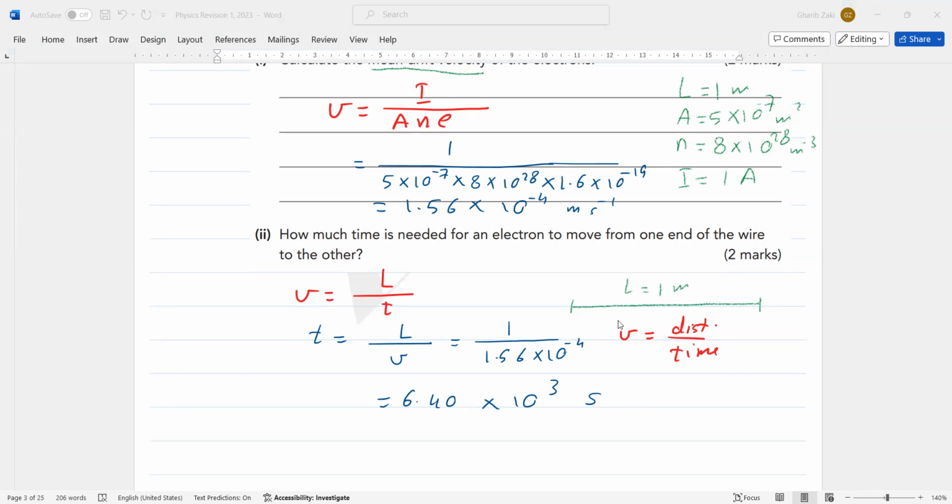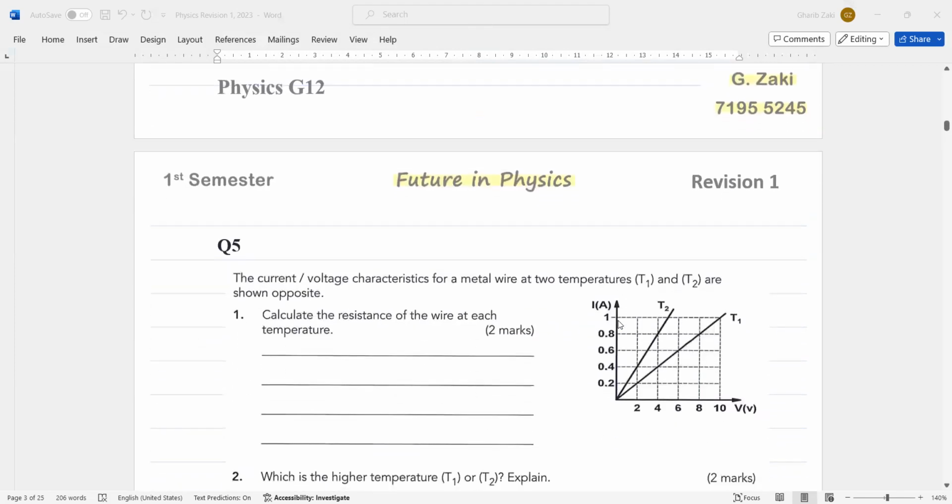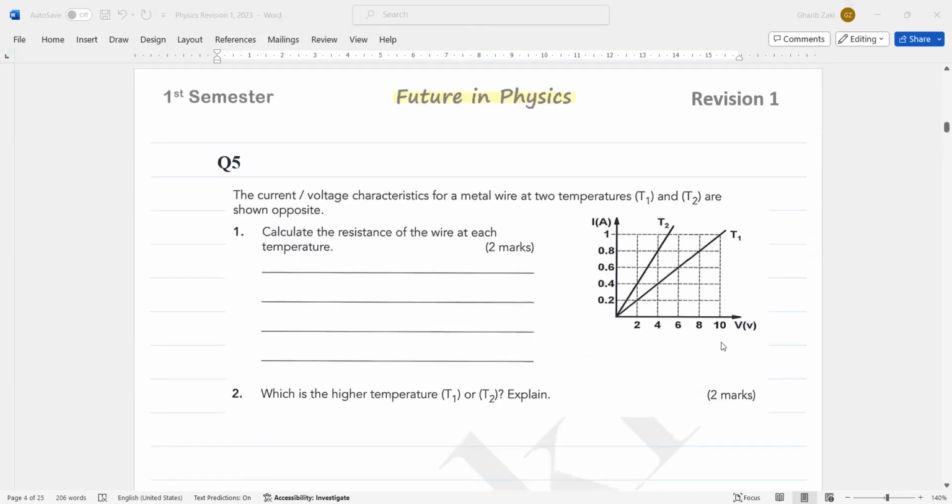Okay, is it clear? Now, next question. Read the question, be careful, and try to solve. I give you 2 minutes to solve the question.